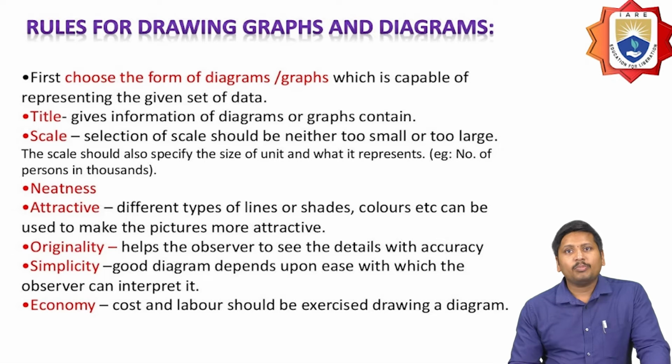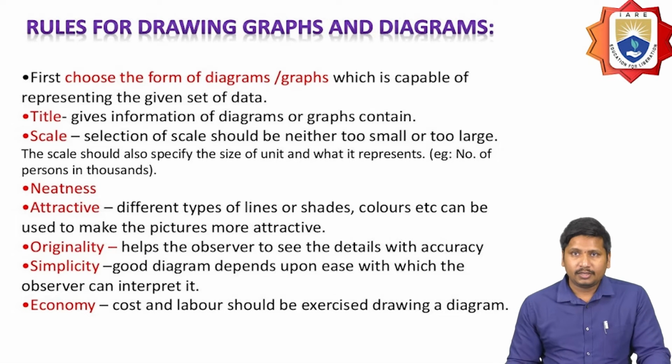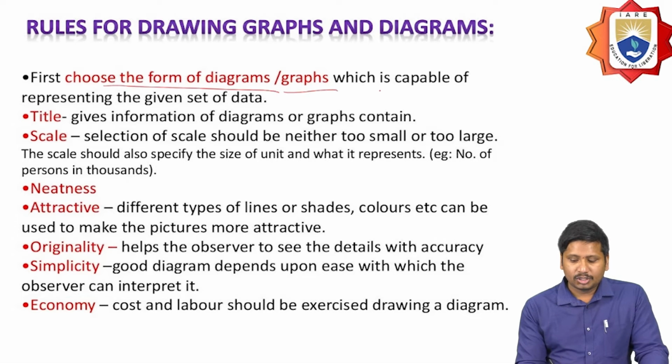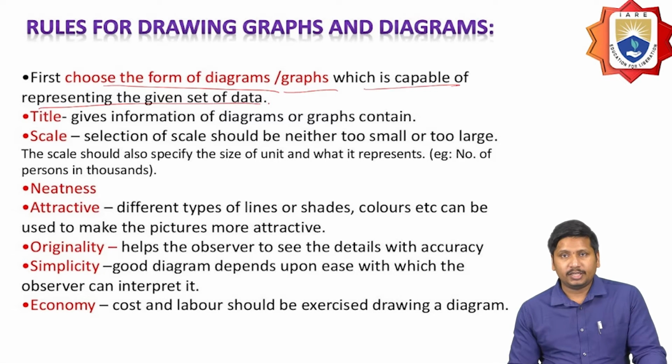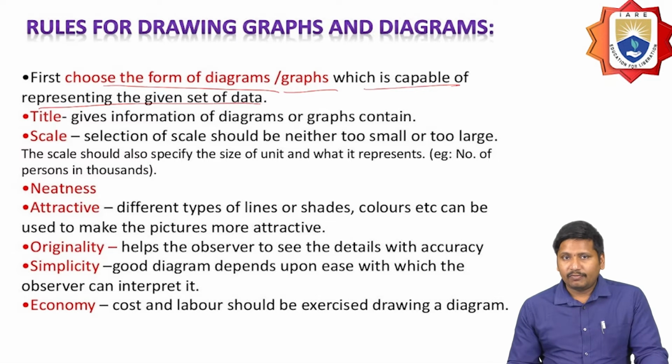So what are the rules to be followed for drawing graphs and diagrams? The very first one is to choose the form of diagram or graph that is capable of representing the given set of data. Even though I can represent the data I get from multiple sources in the form of text, in a table, or in the form of graphs, we still have different types of diagrams and graphs available. So what is the best graph to represent the current data? That has to be identified very clearly.